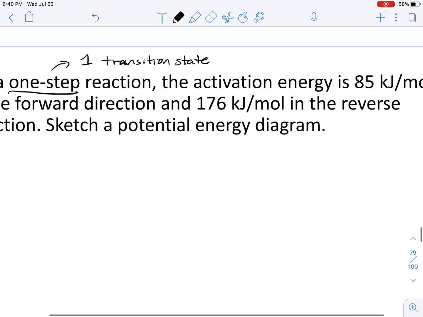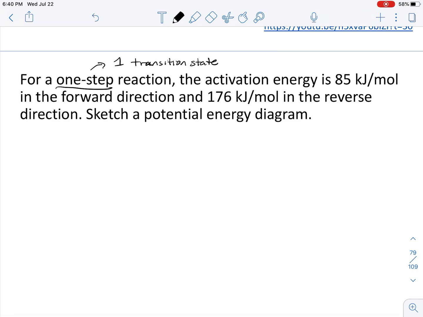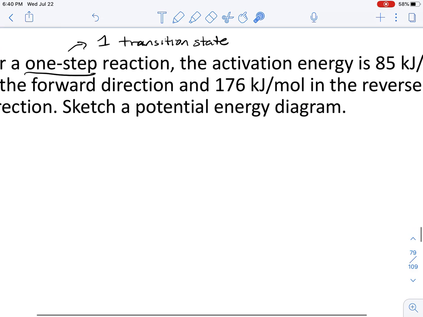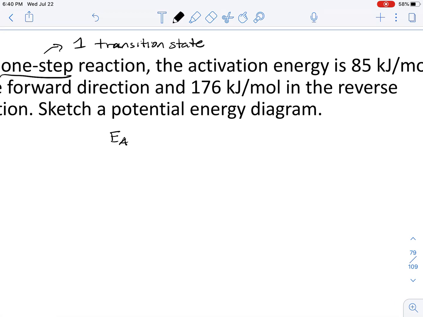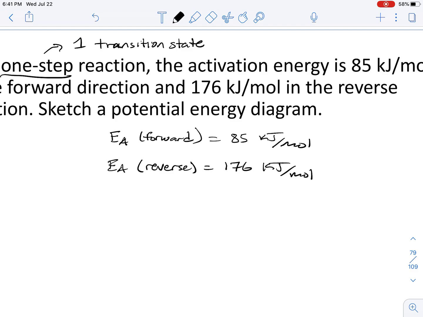And so reading this question, it's saying that the activation energy in the forward direction is 85 kilojoules per mole, and in the reverse direction, it's 176 kilojoules per mole. So based on this information, we're just going to go ahead and sketch a potential energy diagram. And so if the activation energy in the forward direction is equal to 85 kilojoules per mole, and if the activation energy in the reverse direction is 176 kilojoules per mole, do you think that it's going to be an exothermic or endothermic reaction?